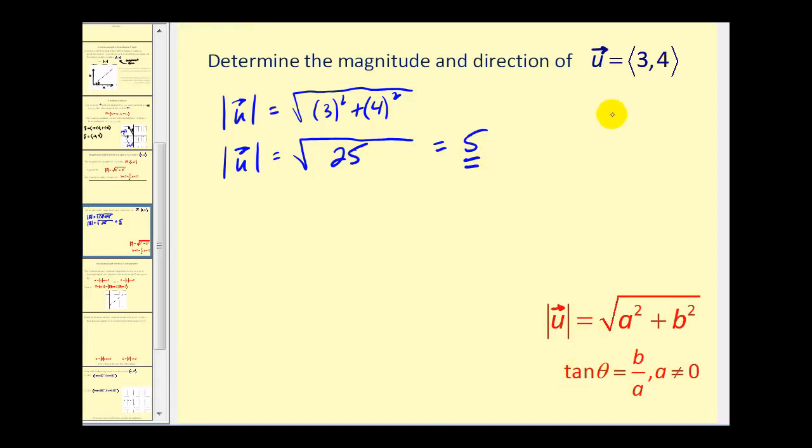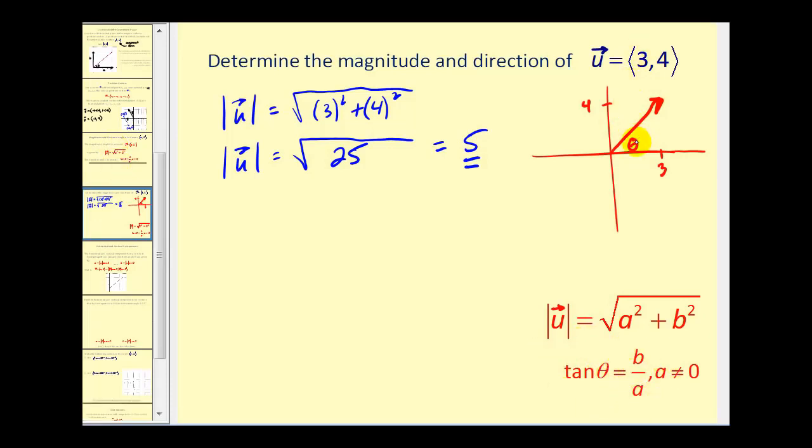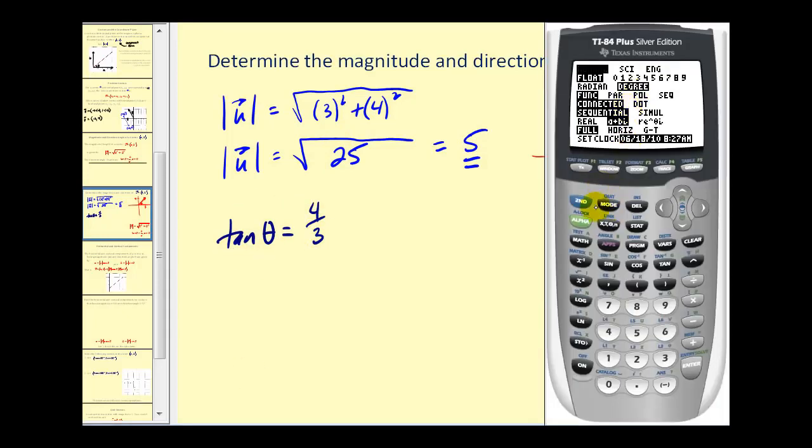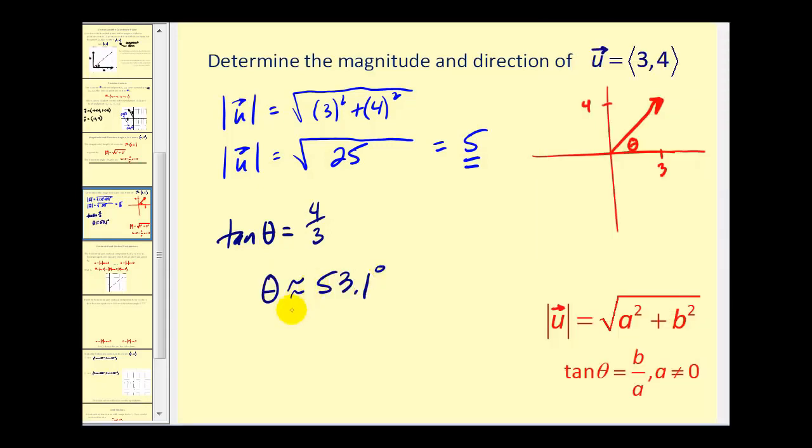Before we find angle theta, we should make a quick sketch of this vector so we know which quadrant it is in, because that may affect the angle we find from this equation. This will be our direction angle. Tangent theta must equal b divided by a, or 4/3. Let's go to our calculator. We're in degree mode, so that's okay. Inverse tangent of 4/3. So theta is approximately 53.1 degrees, which again is our direction angle.